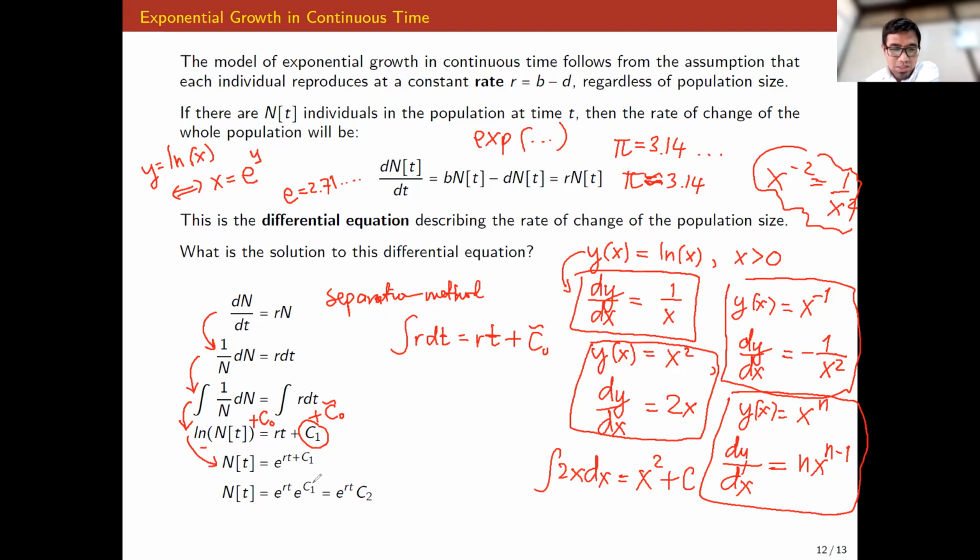Okay, now we can simplify the expression e to the power of c1. We replace it by c2. Why? Because e is a constant. Even though we don't know the exact value, it is constant, and c1 is also constant. So constant times constant is also constant. C2. So we have n t equals e to the power of r t times c2. Understood?